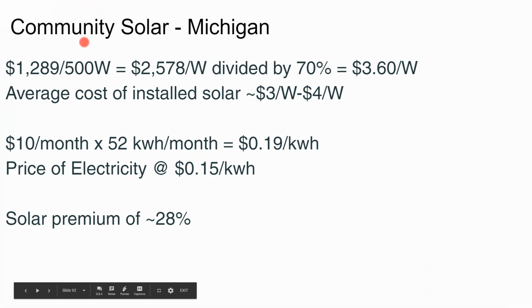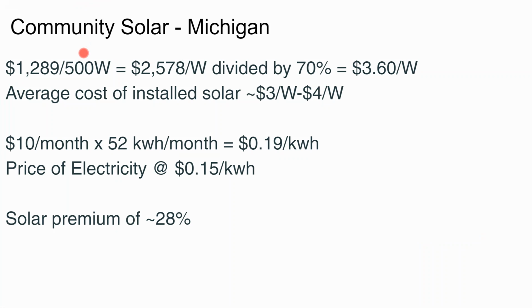Well, what you get is a 500 watt block of a solar farm. And so your billing credit is going to be equivalent to whatever that 500 watt block of solar generated, as if it were on your roof. And so electricity in Michigan is about 15 cents a kilowatt hour. Your billing credit is whatever your 500 watt block of solar generated.